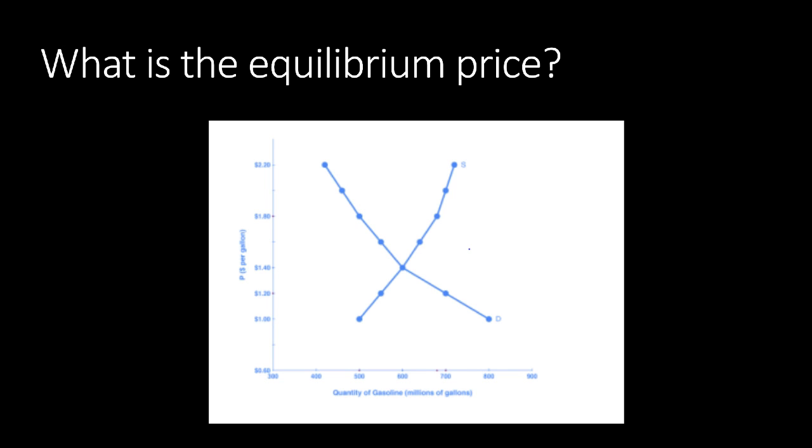Now, what is the equilibrium price? Given what you already know about equilibrium, what is the equilibrium price shown on the graph? You can see based on this point right there that the equilibrium price is $1.40. This is where supply and demand intersect. That point where those two curves intersect on the graph is your equilibrium price.